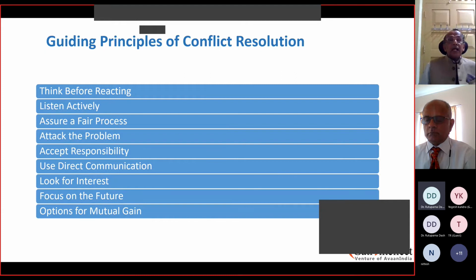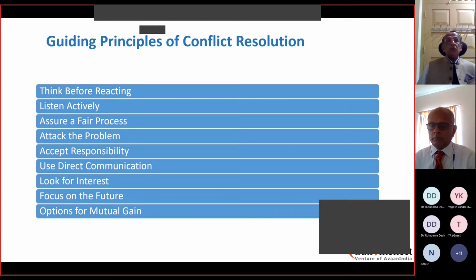Right, accept responsibility. If a problem has happened because of the owner, or by a government authority or whatever it is, but outside the scope of the work of the contractor, accept it. Don't hesitate, accept it. There's no point in going for a dispute on that account. Use direct communication, always in writing. No verbal communication. It has to be done in writing.